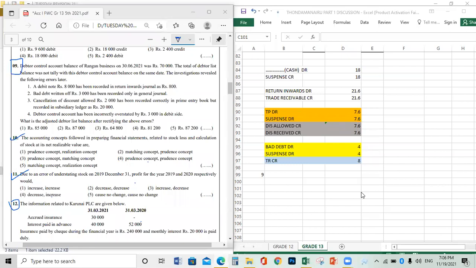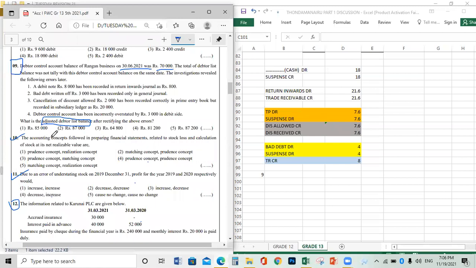Okay, so let's start. Debtors control account of our Ranjan business on 30th June. They say the debtors control balance of Ranjan on 30th June was 70,000. Please be careful with the dates. Now before that, let's read the requirement. They are asking what is the adjusted debtors list balance after rectifying the above errors.